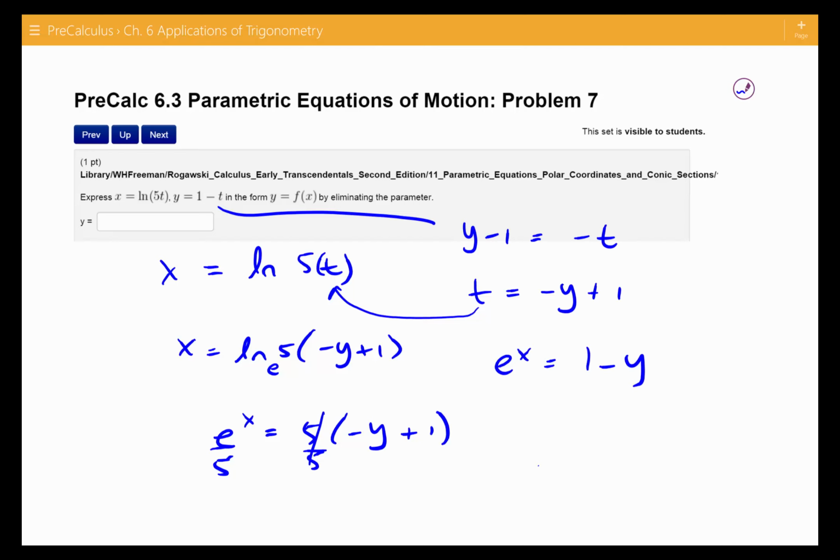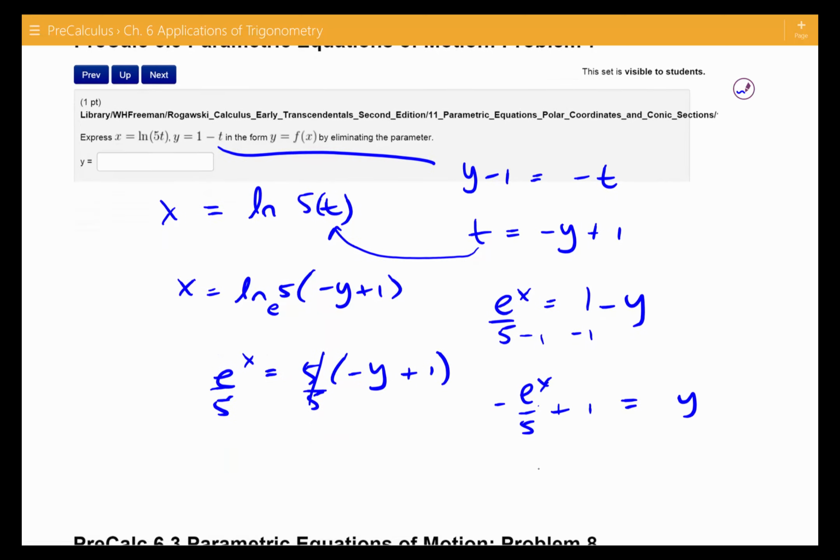I'll write this as 1 minus y, I guess. You can switch these two. Subtract 1 from both sides. Whoops, this should be divided by 5. Now I can subtract 1 from both sides, and I have e to the x over 5 minus 1 equals negative y. Now multiply through by a negative sign, and you'll end up with this right here, which is your answer. You can enter it in like this if you want. That's fine. Or you can rearrange it, but that's your answer. That's y in terms of x.